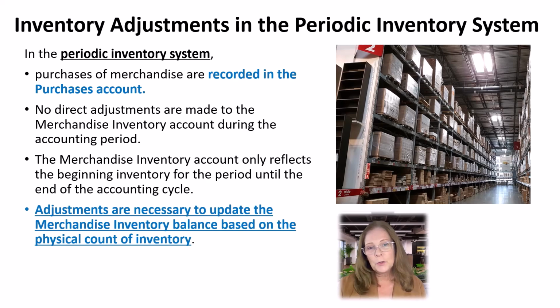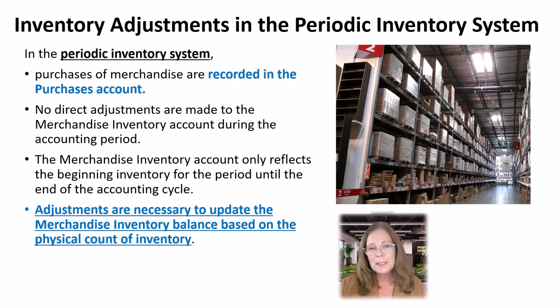The periodic inventory system is used by many small businesses because it doesn't require extensive systems and computer software programs. Under the periodic inventory system, companies do not continuously update the merchandise inventory account on the balance sheet. Instead, all inventory purchases are recorded in the income statement account purchases. And the merchandise inventory account remains unchanged during the period and continues to reflect beginning inventory from the last physical count until the end of the accounting cycle or the next physical count.